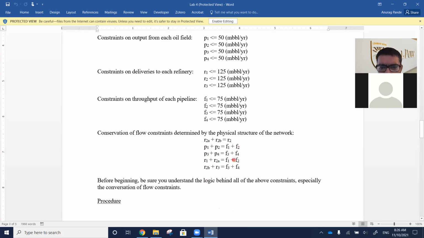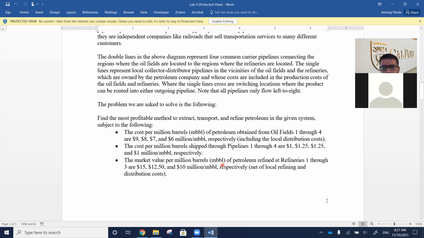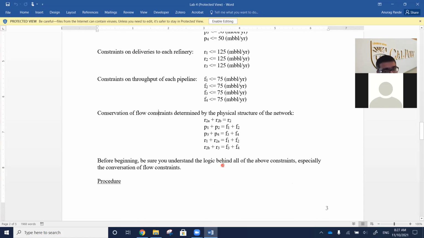And then R1 plus R2A equals F1 plus F2. R1, refinery 1, plus R2A, the one that comes here, has to be equal to F1 plus F2. And then similarly, this is the R2B. R2B plus R3 has to be equal to F3 plus F4. F3 plus F4 is the flow that comes out of here, and that has to be equal to R2B plus R3. So those are the constraints I write down over here.